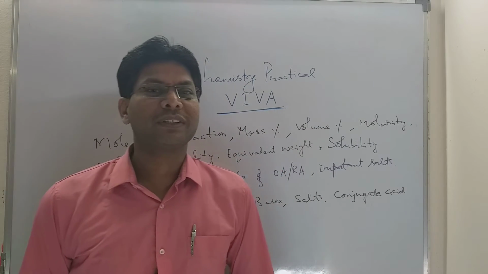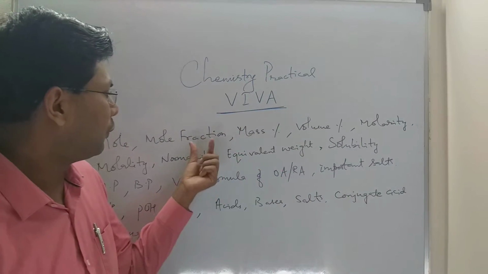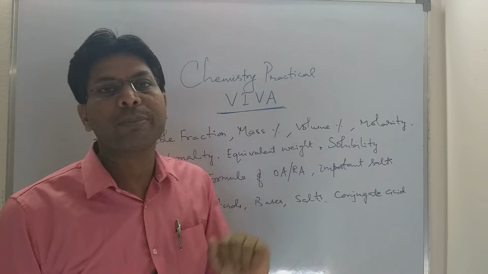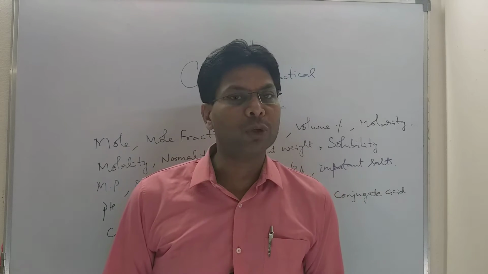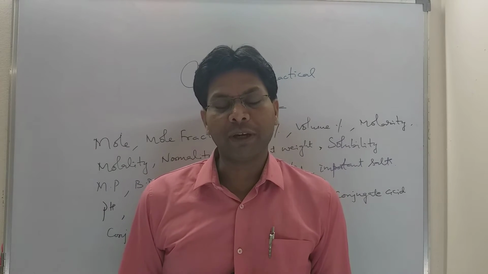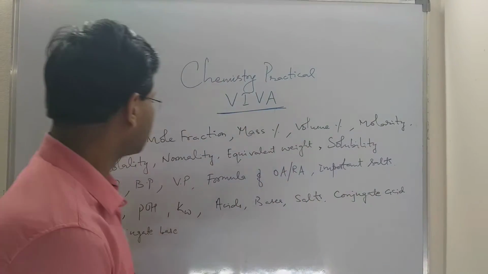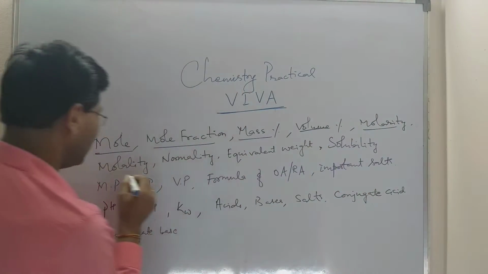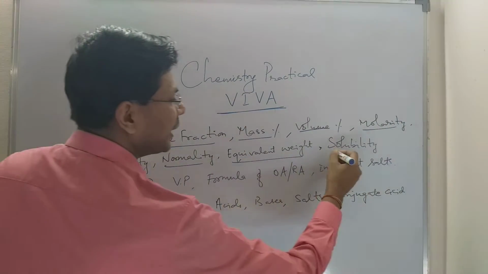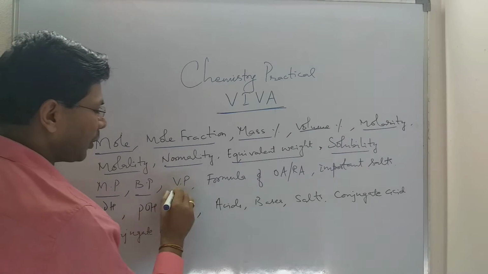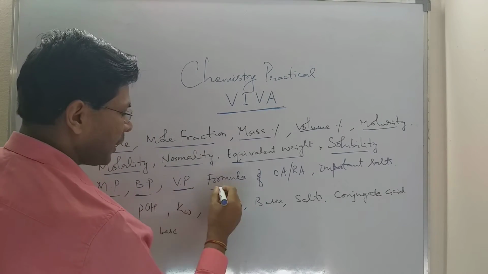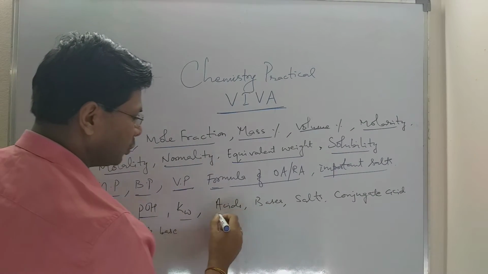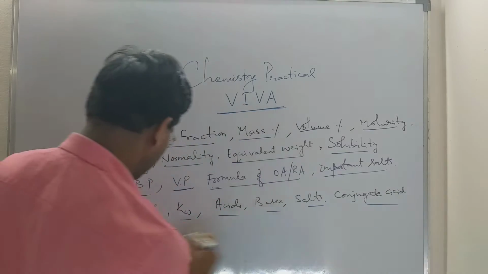So, good morning, students. Today I am going to discuss a few keywords that are important for your Viva of chemistry practical. This will be useful for both 11th and 12th. Keeping this in mind, I'm going to discuss a few points like mole fraction, mass percent, volume percent, molarity, molality, normality, equivalent weight, solubility, melting point, boiling point, freezing point, vapor pressure, formula of oxidizing agent, reducing agent, important salts, pH, pOH, Kw, acids, base, salts, conjugate acid, conjugate base.